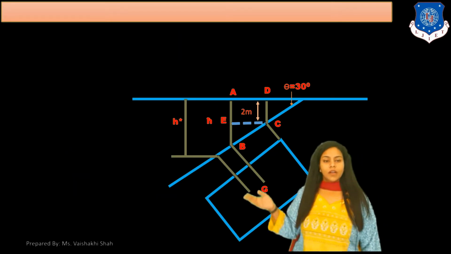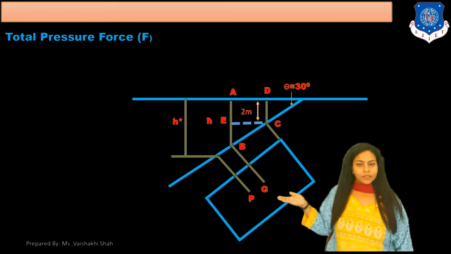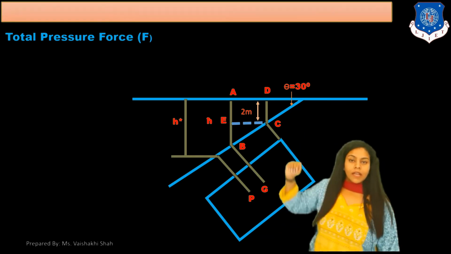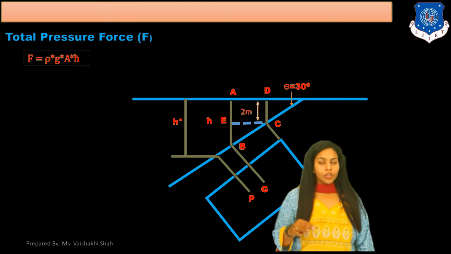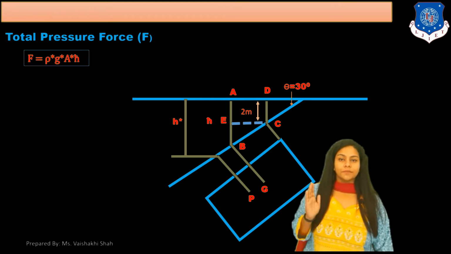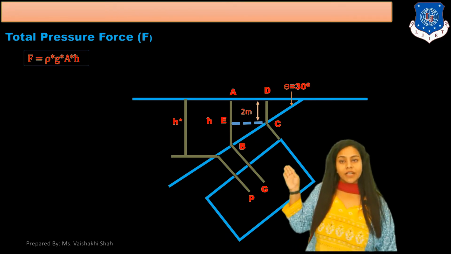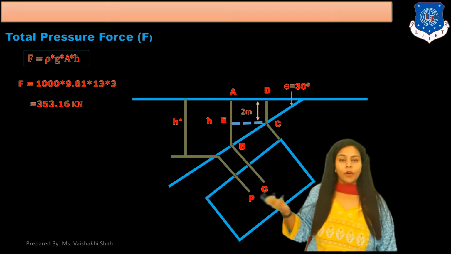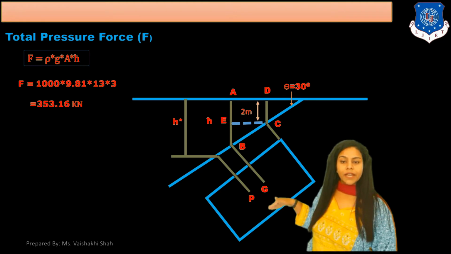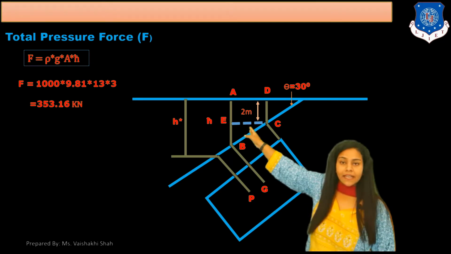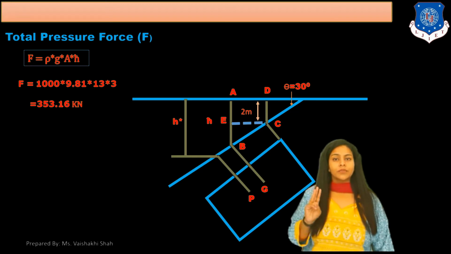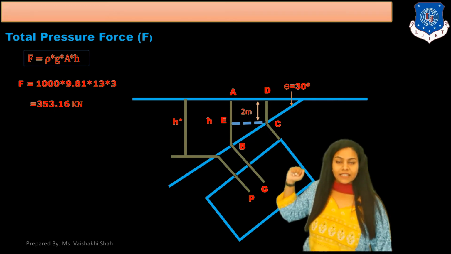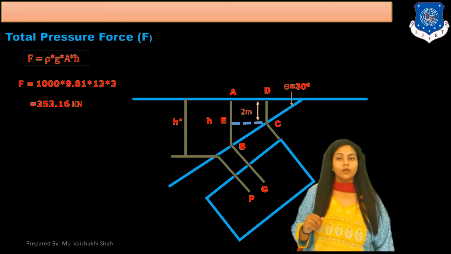Okay. Now again this is a diagram for your inclined immersed body. Now if we have to find the total pressure force, that is F, the equation for F is rho g A h bar. In this case it is immersed in water, so rho is 1000. We know the area of the body, which is B into D, 3 into 4, that is 12, h bar is 3, and g is 9.81. So your answer for total pressure force is 353.16 kilo Newton.